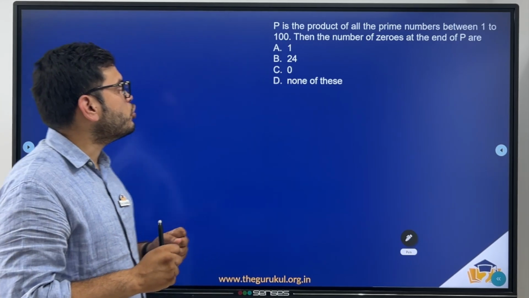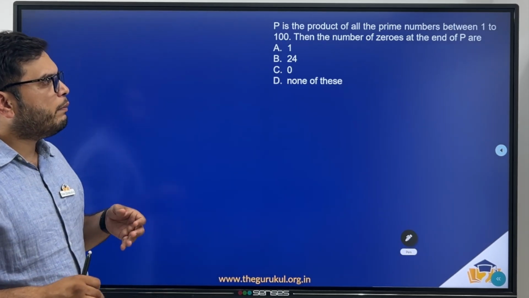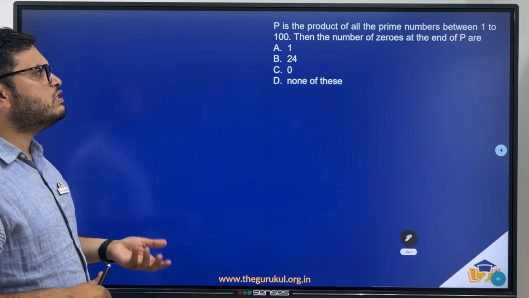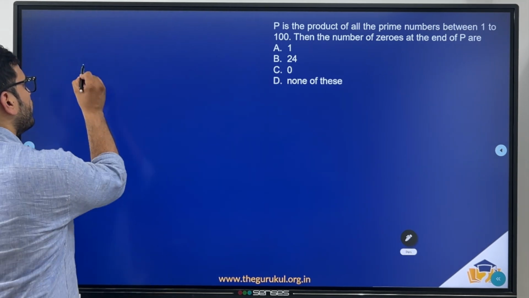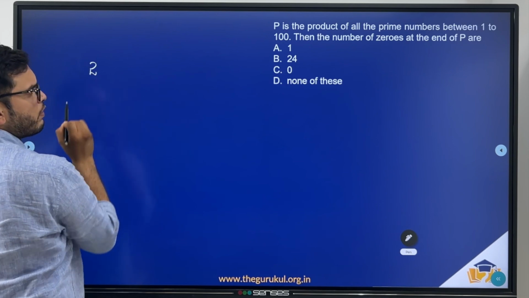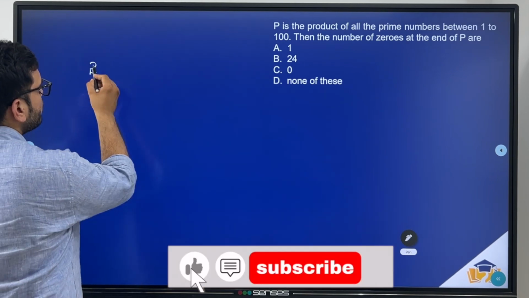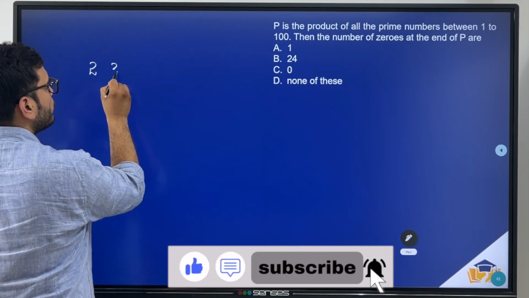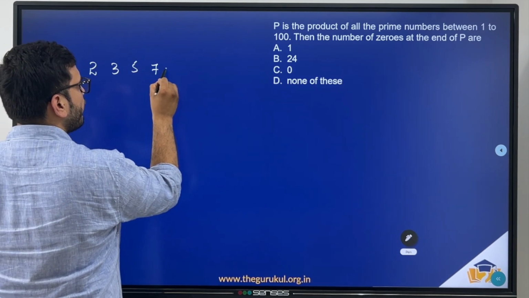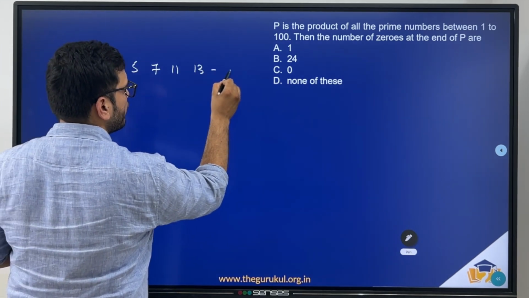Now coming to the fourth question. P is the product of all the prime numbers between 1 to 100. Then the number of zeros at the end of P are? Right. So let me list down prime numbers from 1 to 100 in the increasing order: 2, 3, 5, 7, 11, 13, and so on.